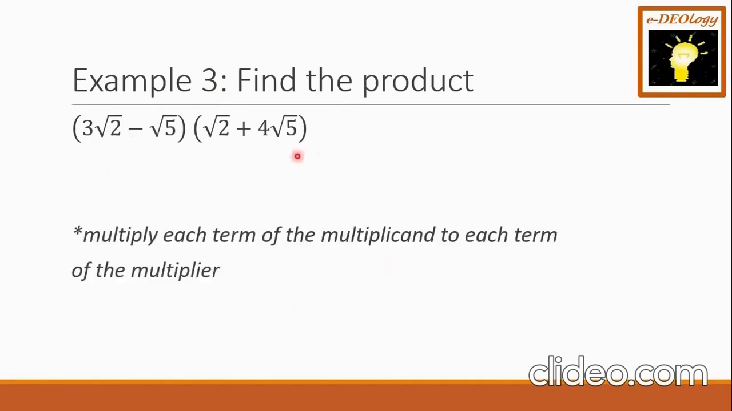Let's have example 3. There are two binomials with radicals that we will multiply. The first group is 3 square root of 2 minus the square root of 5. The second binomial, the square root of 2 plus 4 square root of 5. As per the rule, we will multiply each term of the multiplicand to each term of the multiplier. So the first group is the multiplicand, the second group is the multiplier. So if I'm going to take the first term, I'm going to multiply this to the two terms of the other group. After that, I will take this second term of the first group, then multiply to all the terms of the second group. So let's start with the first term.